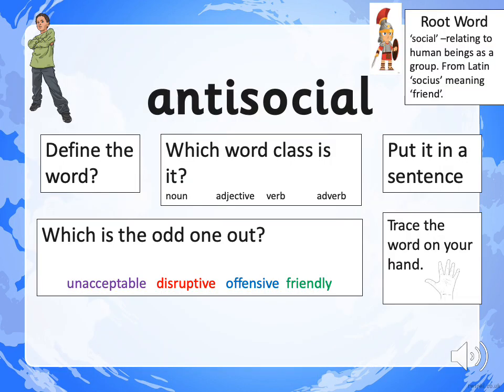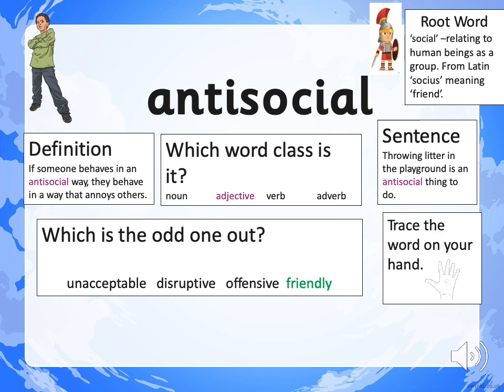And that word is antisocial. It comes from the root word social, which comes from the Latin word socius, meaning friend. Social means relating to human beings as a group. How would you define the word antisocial? Which word class is it? Put it in a sentence. The odd word out, please, from these: unacceptable, disruptive, offensive, friendly. Trace the word on your hand.